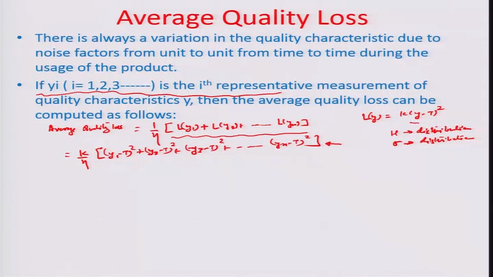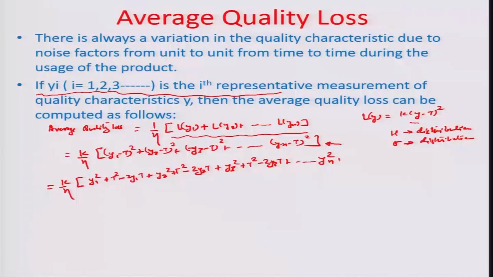So, just algebraically trying to solve this, we have y1 square plus t square minus twice y1 t, plus y2 square plus t square minus twice y2 t, y3 square plus t square minus twice y3 t, and so on up to yn square plus t square minus twice yn t is what the average quality loss equation is going to be like. And if I try to group the squares together, for example, all the yi squares together, or all the twice yi t terms together, or the t's together, we are left with 3 different terms here.